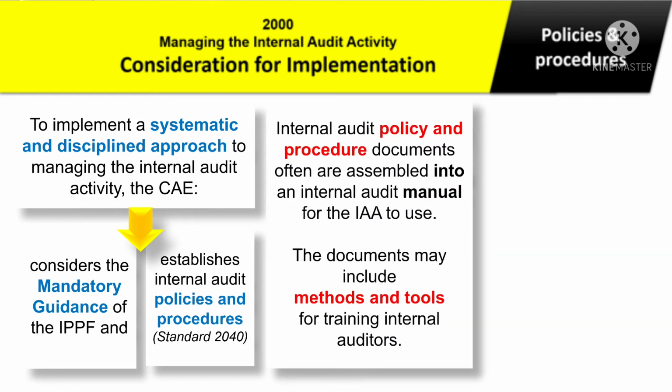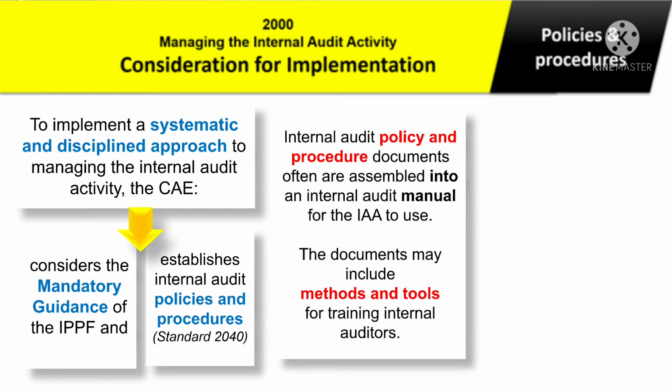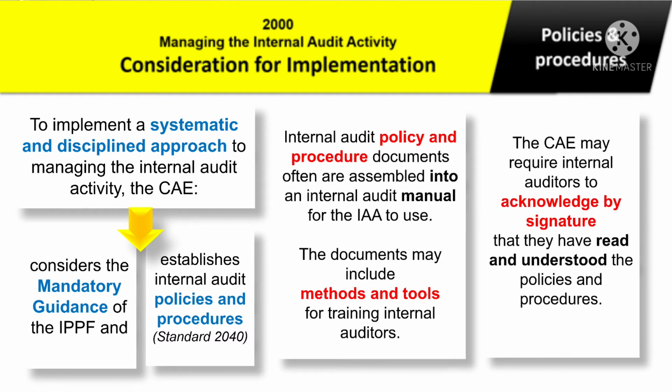Internal audit policy and procedure documents are often assembled into an internal audit manual. So normally you will see in internal audit functions, there are internal audit manuals containing the policies and procedures of the internal audit department, which all the internal auditors are required to go through, understand and implement in their day-to-day activities. The document may include methods and tools for training the internal auditors. The Chief Audit Executive may require internal auditors to acknowledge by signature that they have read and understood the policies and procedures, but this is not a mandatory requirement.